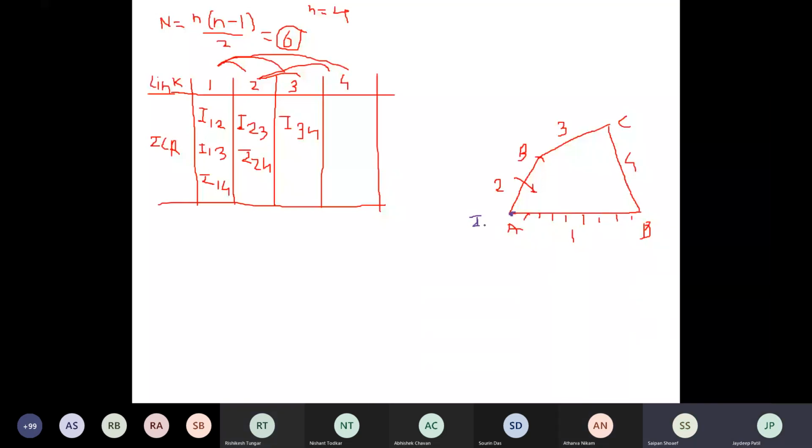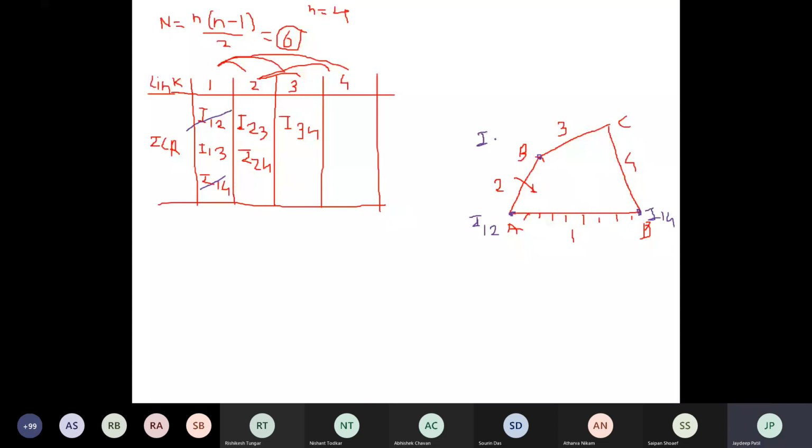Correct, I12. Now come to the table and mark that ICR. Now next, see at the intersection of 1 and 4. I14, 1 4. Mark on the table. Next intersection at the 3. Oh, sorry, intersection at the B.